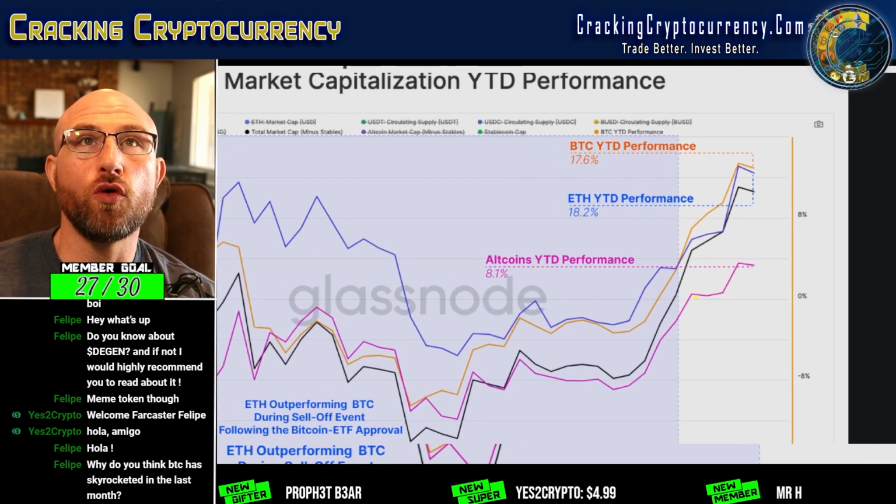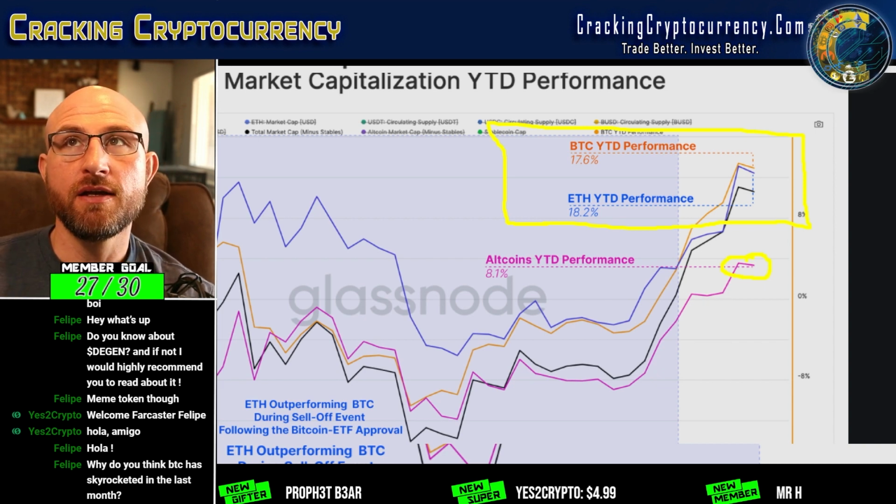If we look at our overall performance of altcoins during this cycle, we can see that this rally has been very much Ethereum and Bitcoin driven. Bitcoin is up 17.6% year to date, Ethereum up 18.2%, and altcoins only 8.1%. So we can see altcoins significantly lagging behind Bitcoin. We really haven't had altcoin season per se.